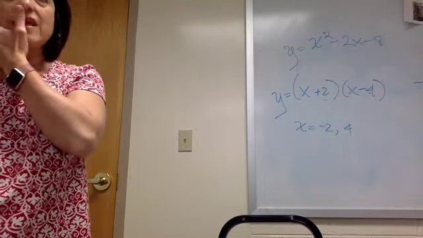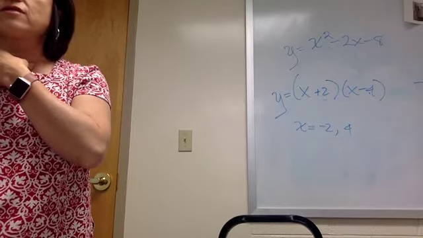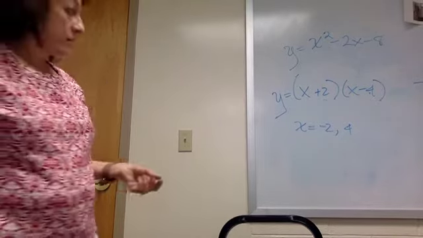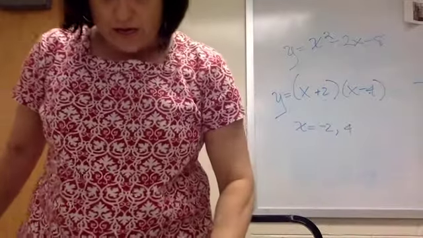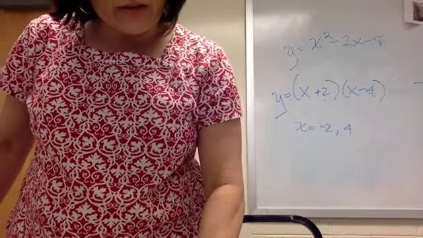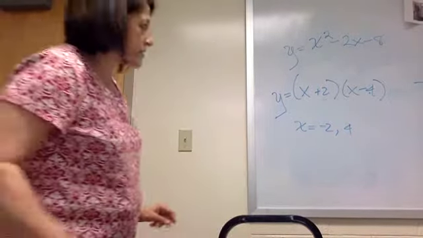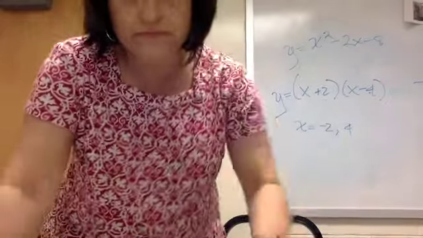Okay, do you guys have that now? So where are you crossing the x-axis? Look on your graph. Is it negative 2 and 4? Yep. All right, good. Now let's look at example 6.